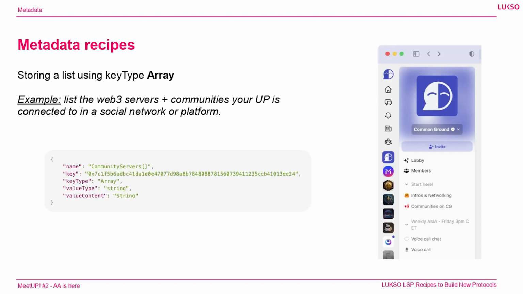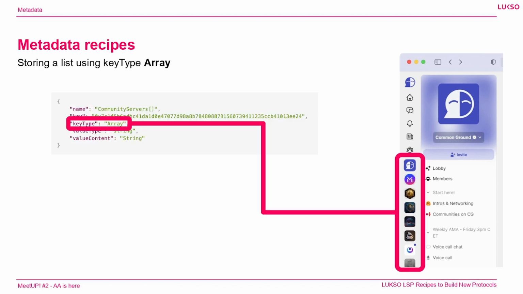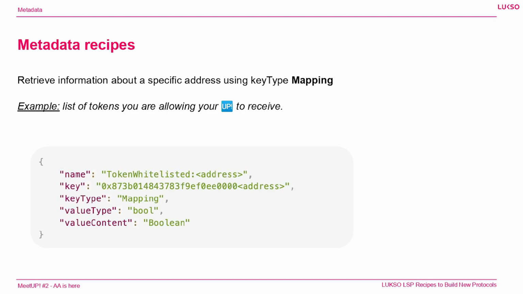And if we look at that from a really practical use case example, we can use a recipe like arrays of key types to store the servers on a social platform that the UP is connected to. So here, for instance, we could have a UP that uses this kind of metadata to store the list of the servers that it's connected to. So this is a practical example of how we can use this metadata.